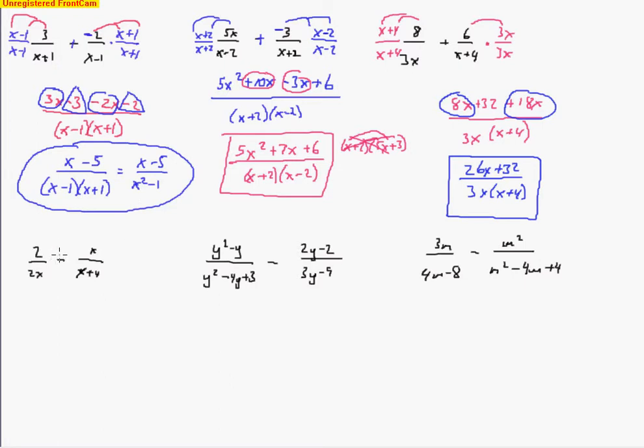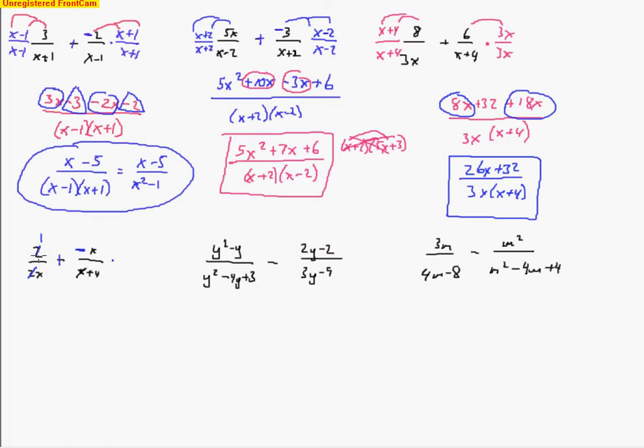Change this one to an addition problem, and this one to negative, and then multiply by the other's denominator. See, there's no canceling that can occur except for this 2 here and this x. So let's go ahead and do that real quick. Let's reduce this down to 1 over x.